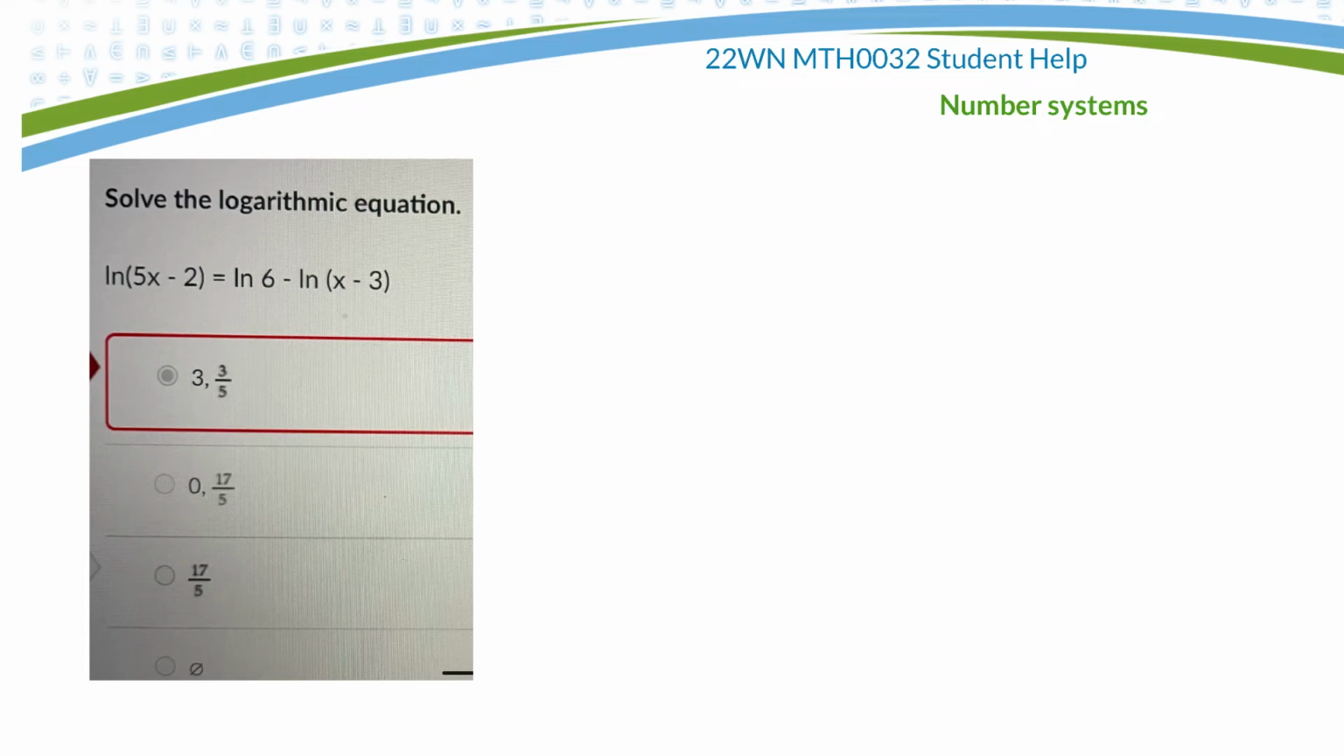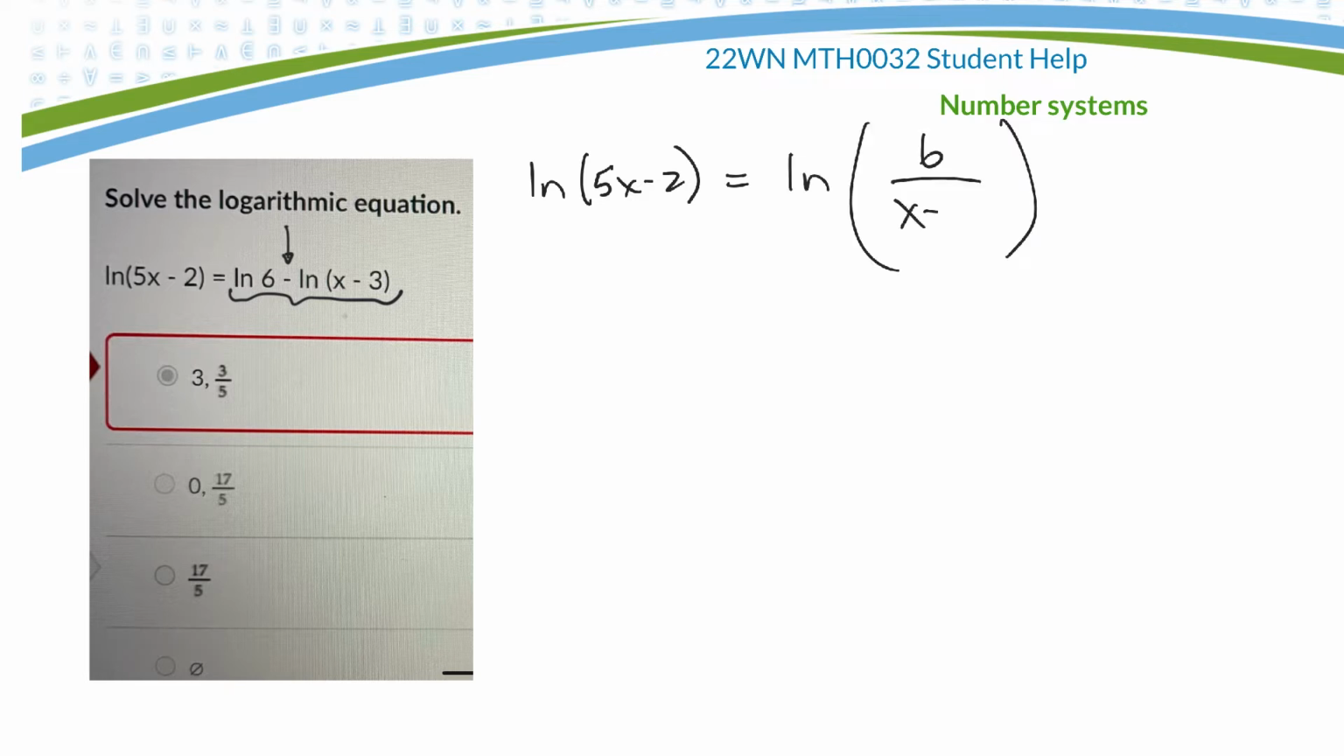All right, here's a great question. Solve the logarithmic equation. There's 3 lns in it. So what I want to do is shrink those two, collapse those. Since that's a minus, it'll be the quotient law. So I'll have ln of 5x minus 2 is equal to the ln of the quotient of 6 over x minus 3. Okay, quotient rule.